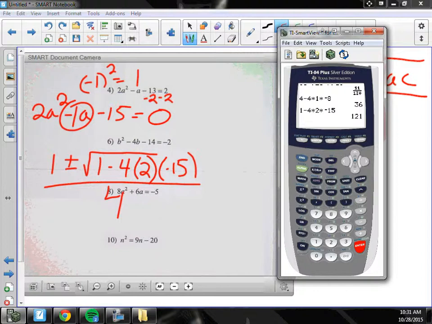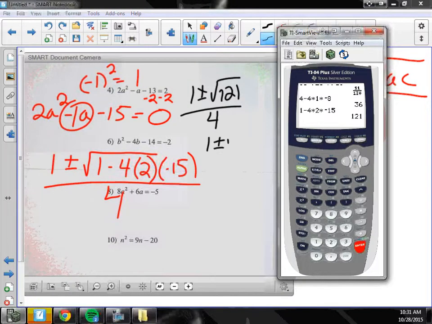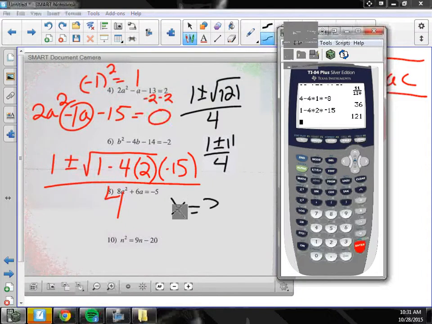It does square root. So right now I have 1 plus or minus the square root of 121 over 4. But 121 square roots to be 11. So 1 plus or minus 11 over 4. What is 1 plus 11? 12 divided by 4 is 3. So my first root is x equals 3. And then 1 minus 11 is negative 10. And negative 10 over 4 simplifies to negative 5 over 2.